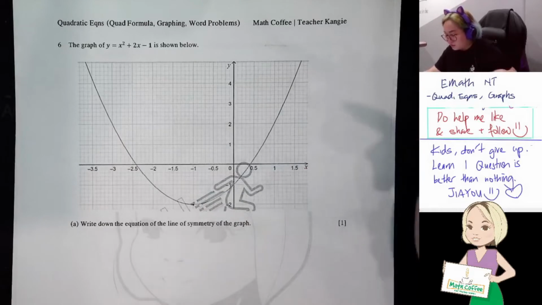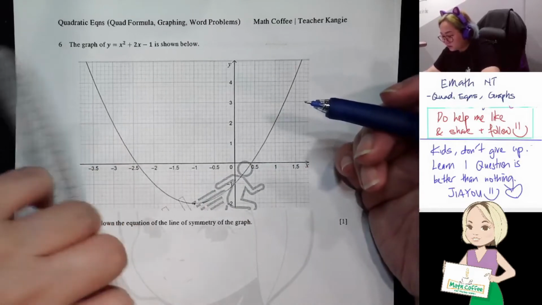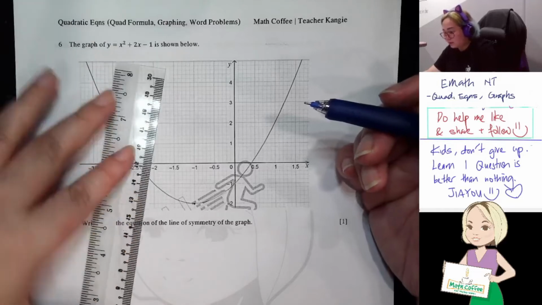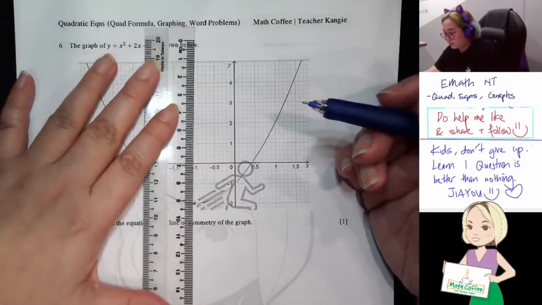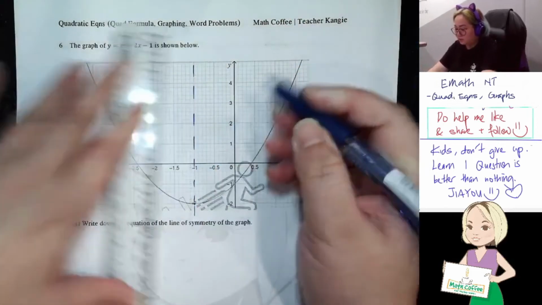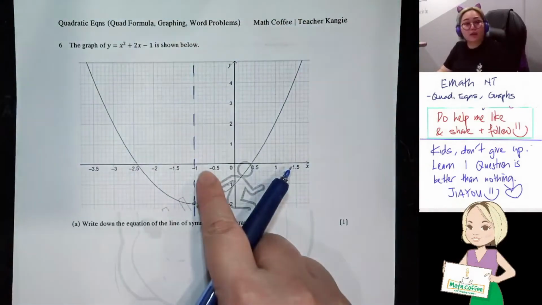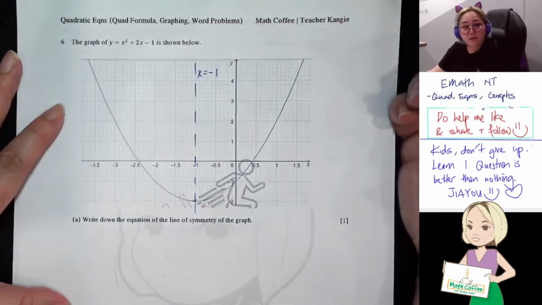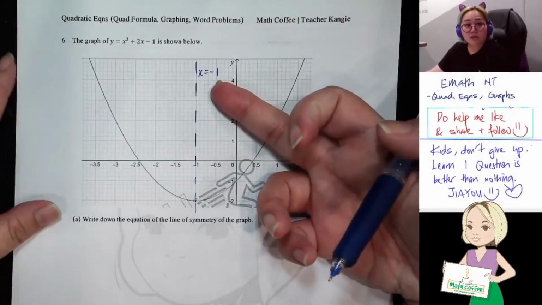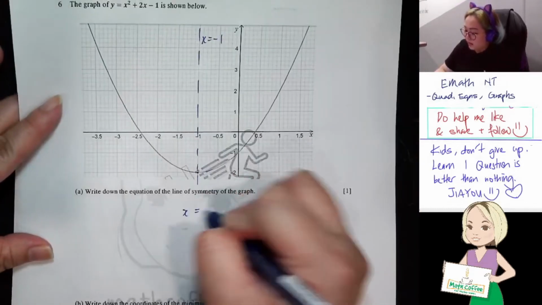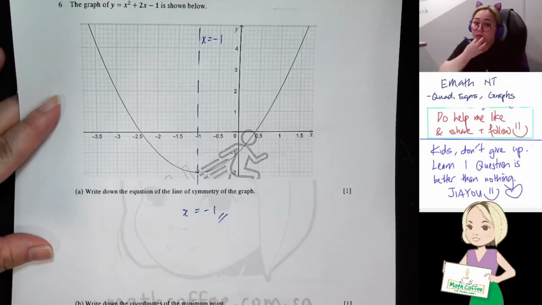here the -1 is the middle. So line of symmetry is a vertical line. So I'm going to draw the dotted line. This line cuts through -1. Equation of a vertical line is x equals to -1. Therefore, the equation of the line of symmetry is x equals to -1. Done.